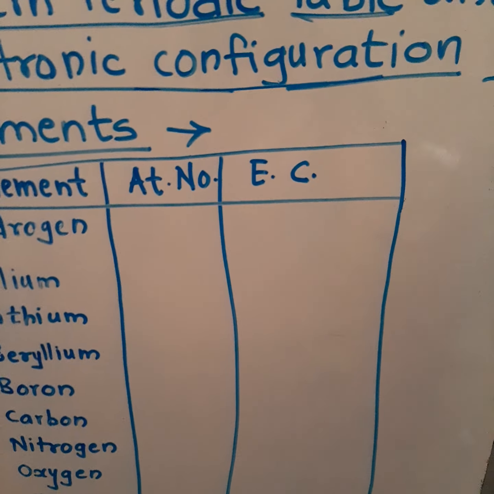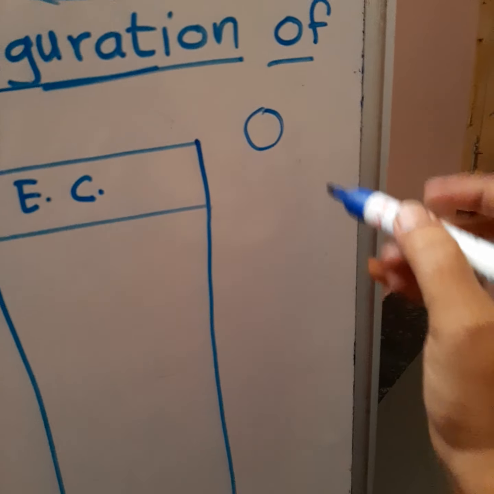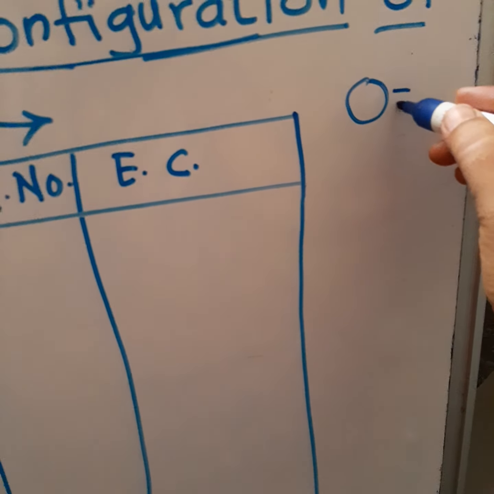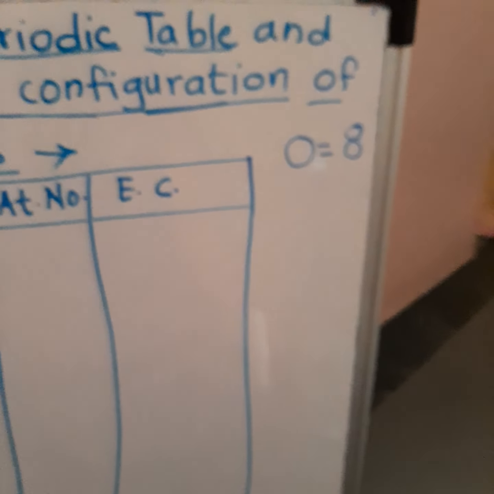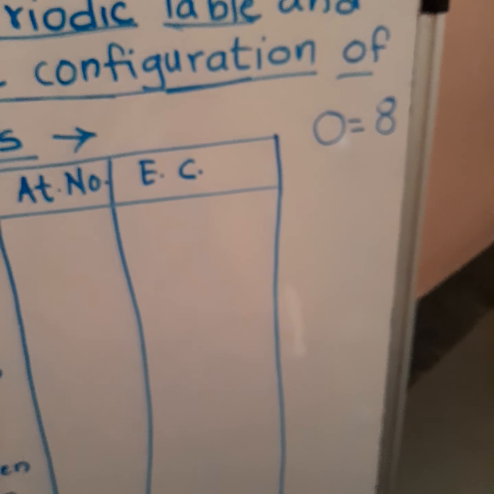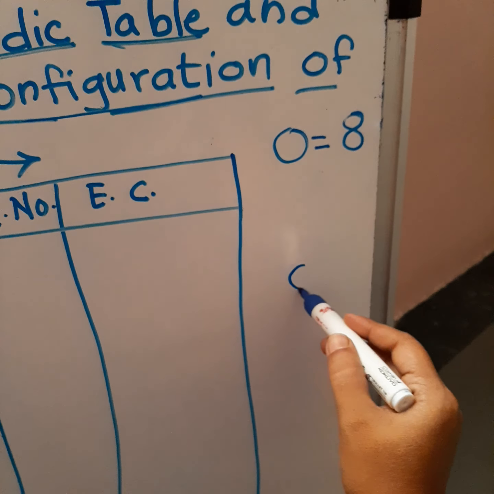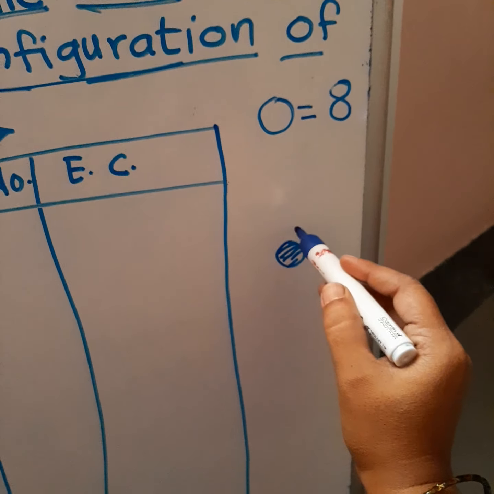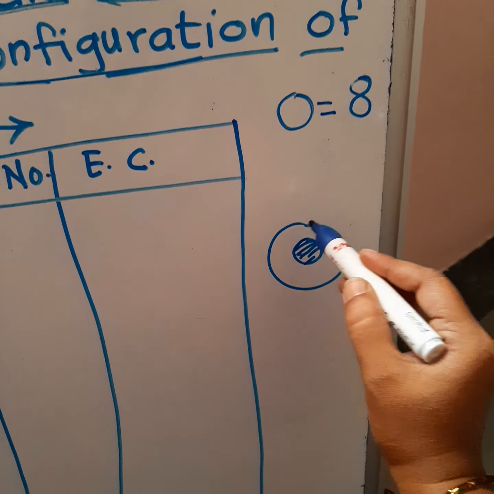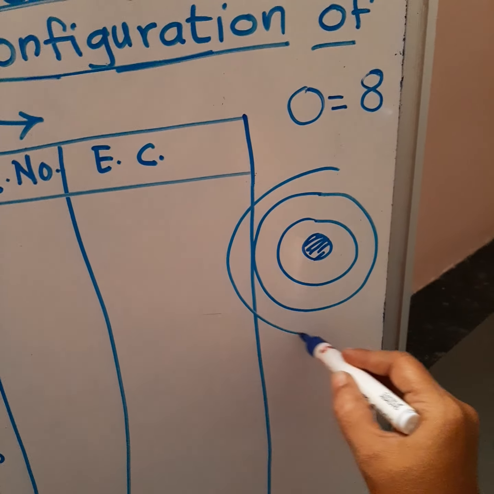Now consider any one atom, for example oxygen. Oxygen has atomic number 8, which means oxygen contains 8 electrons in its atom. Whenever we draw the structure of an atom, first of all we draw the nucleus. Next to that we draw the first shell, then the second shell, then the third shell, and so on.